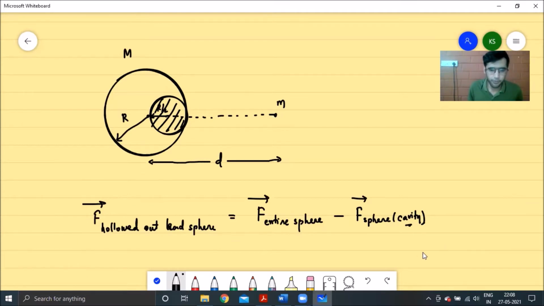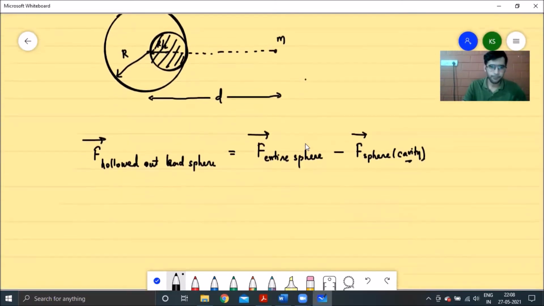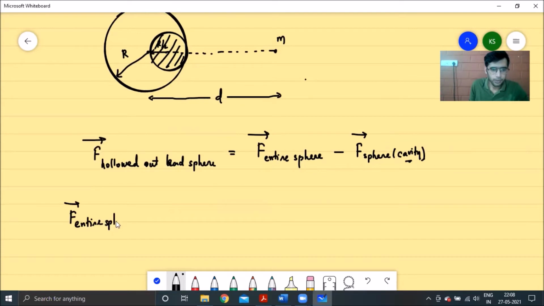And this is a very simple logic for this question, and all we need to do right now is substitute all the values related to these terms over here, right? So first, let's calculate what will be the force exerted by the entire sphere on this particle of mass small m. As we know, if we have a particle lying outside the sphere, we can treat this sphere as a point particle.